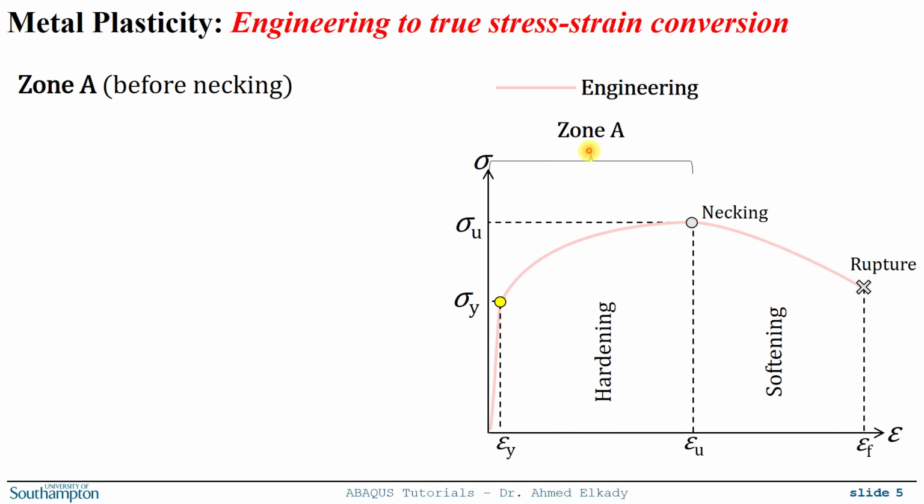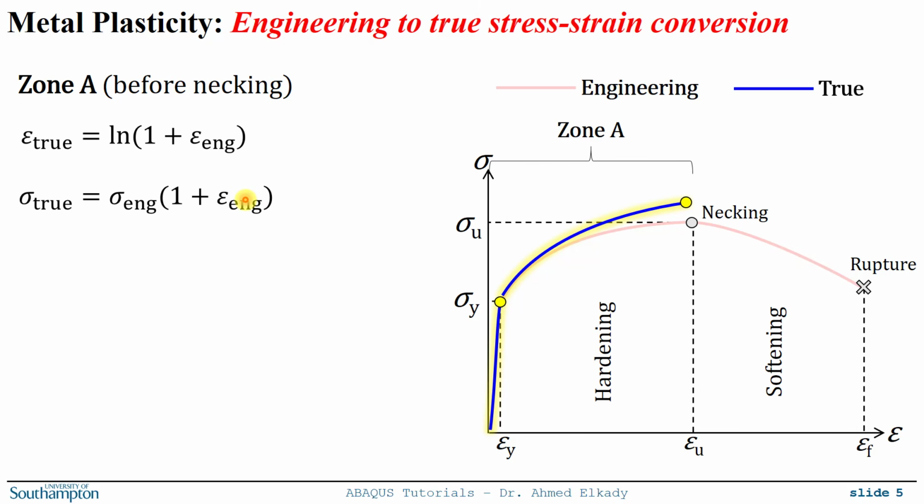And in zone A, in order to convert the engineering to the true stress strain curve, the only thing that I need to do is to use these two formulas over here. So I take the engineering strain, which is the red curve that I have, add 1, and then I take the natural logarithm of this value, and from that I will get the true strain. For the true stress, I take the engineering stress, and then I multiply this by 1 plus the engineering strain.